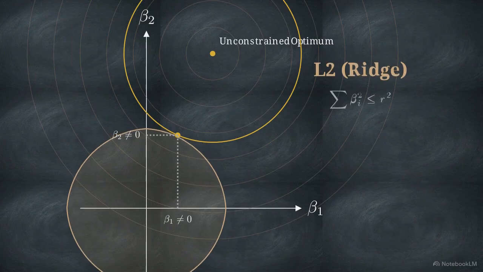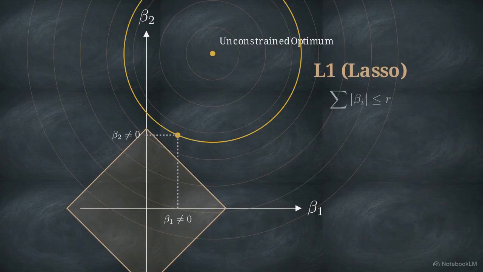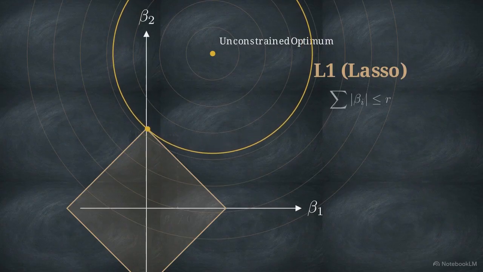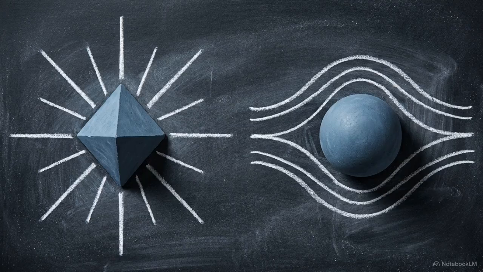L1 regularization, or lasso, uses the absolute values of coefficients, which morphs the constraint region into a sharp diamond. The sharp corners physically force the intersection to occur on the axes, driving specific feature coefficients to exactly 0. This geometric intersection determines whether a model achieves sparse feature selection or smooth parameter stability.